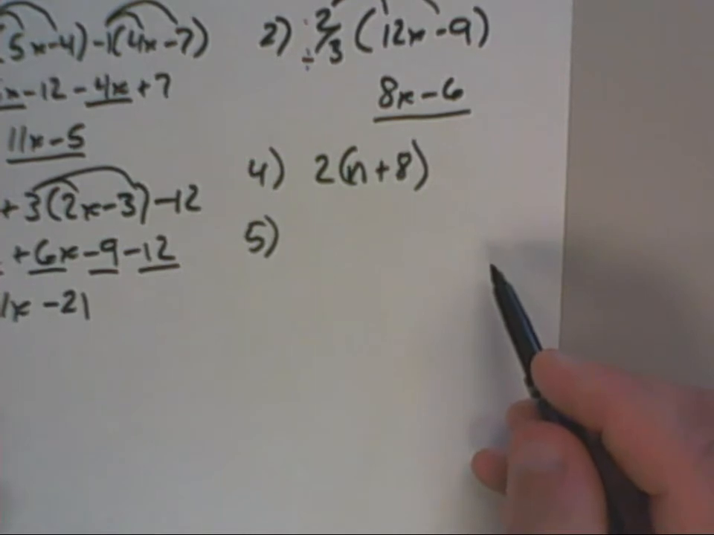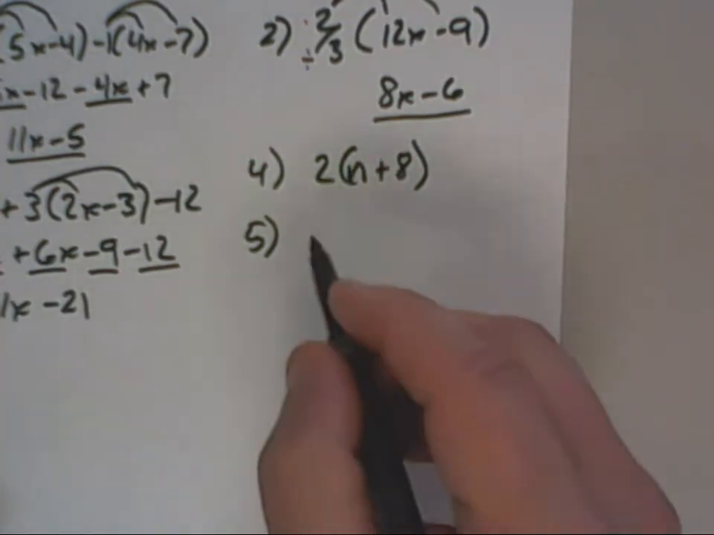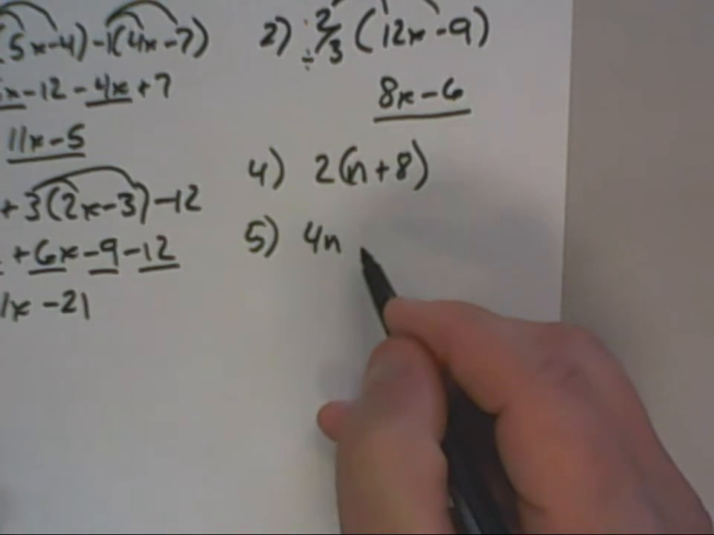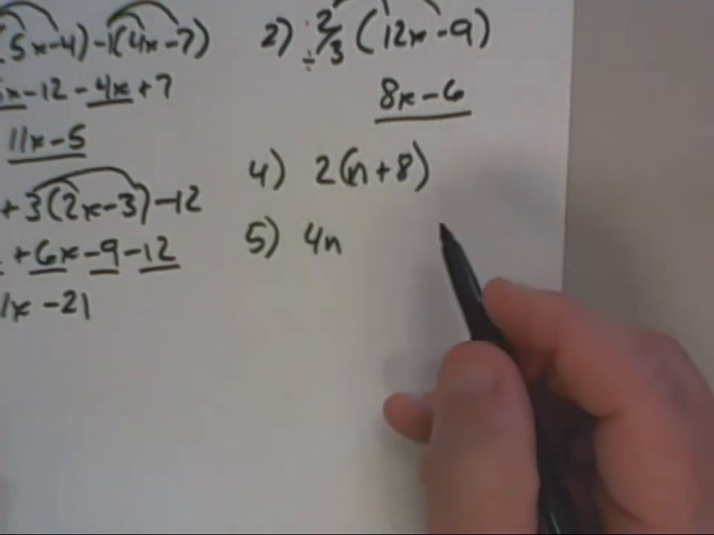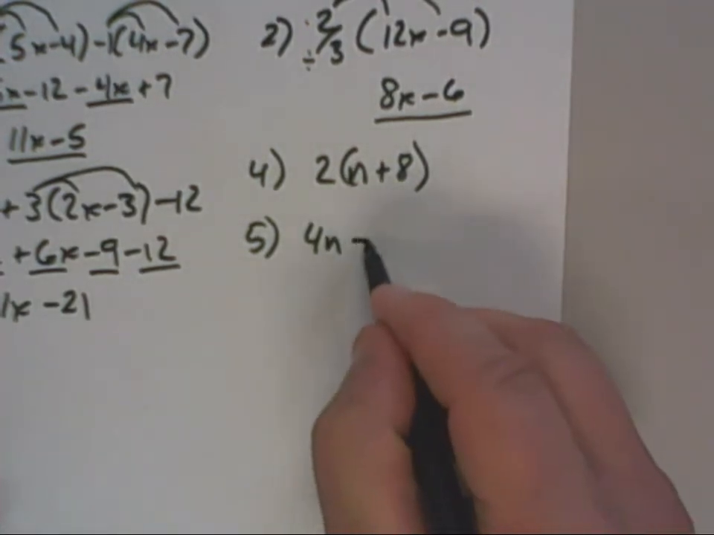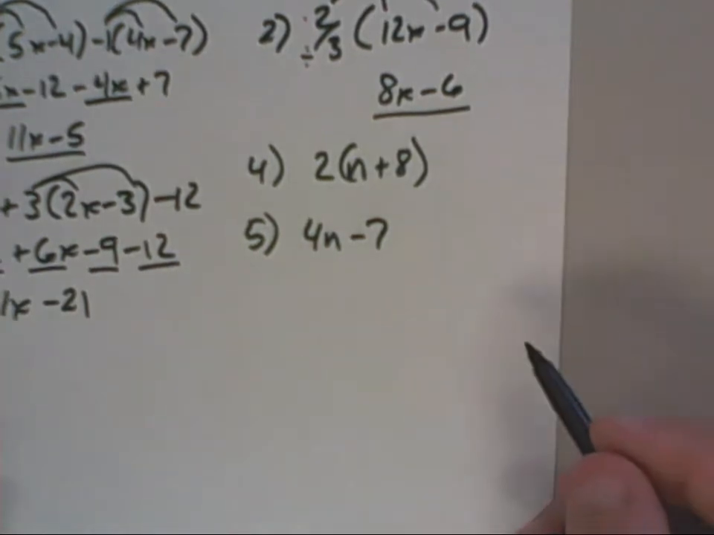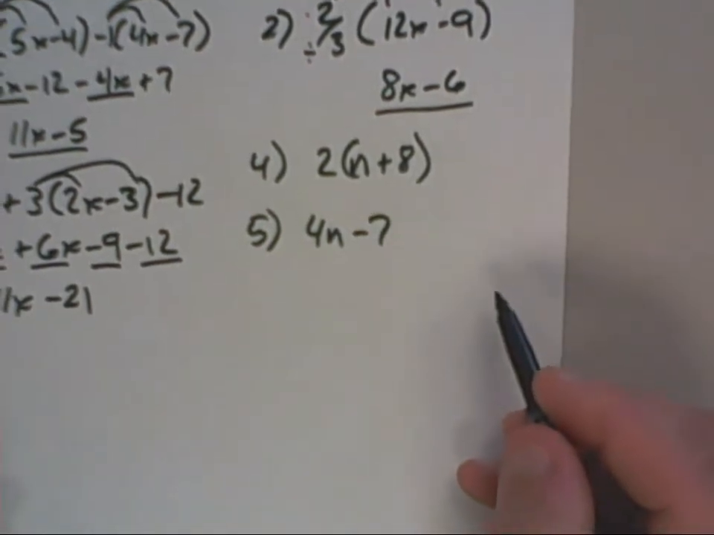And then number 5, 7 less than 4 times a number. Well, here is 4 times a number, but I want 7 less than that, so it has to be minus 7. I can't go 7 minus 4n. It means something completely different.